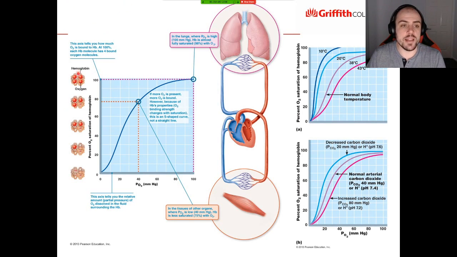So if we look here, this hemoglobin molecule is at 100% saturation, so it has 4, whereas this one is only at 75%, okay, it has 3. This one is 50%, 25%, 0%.